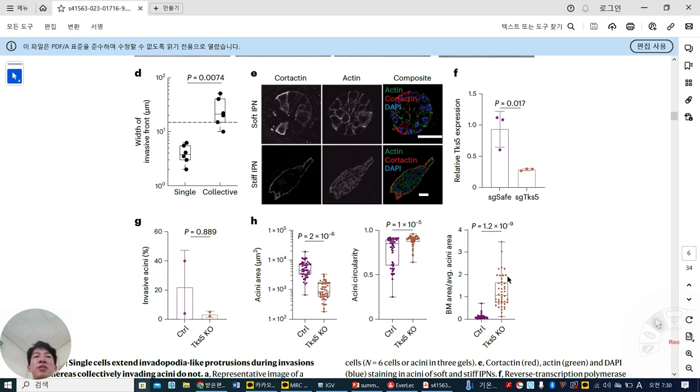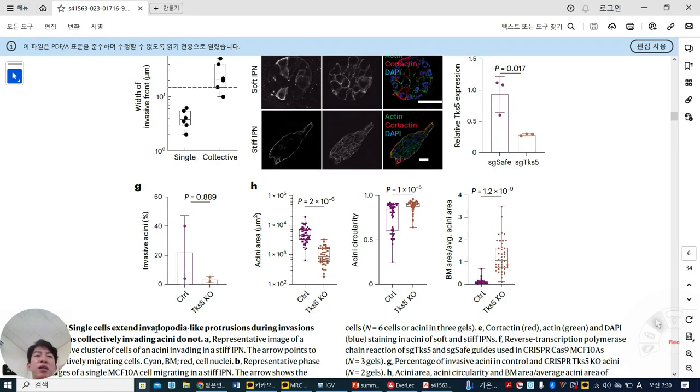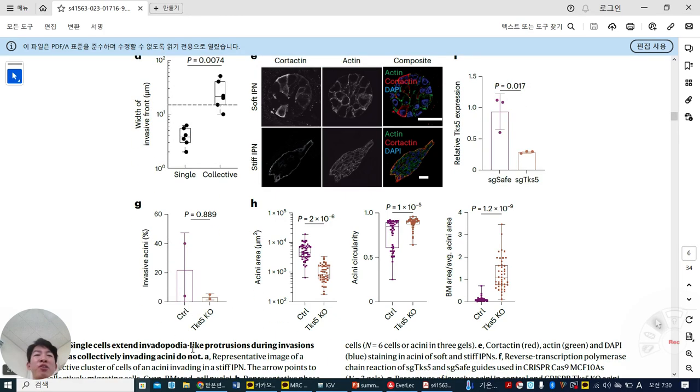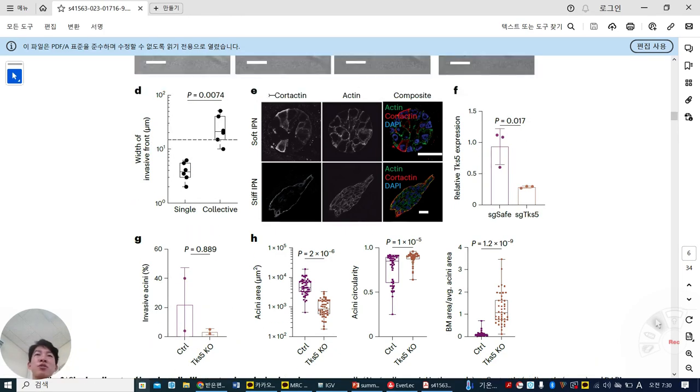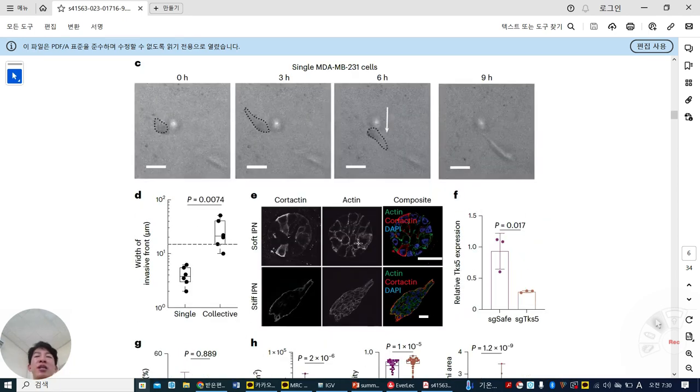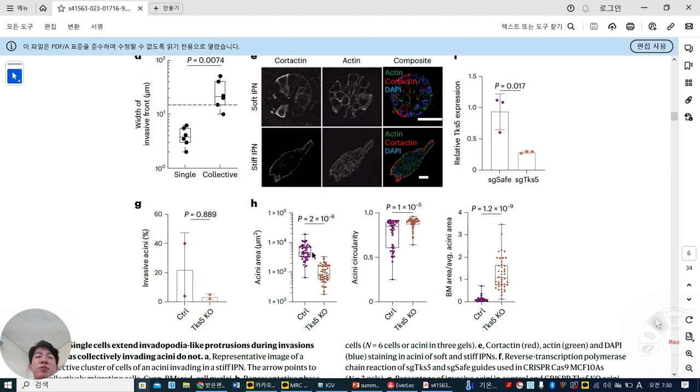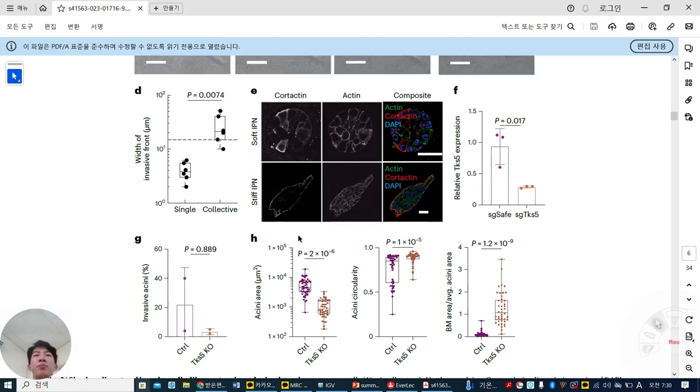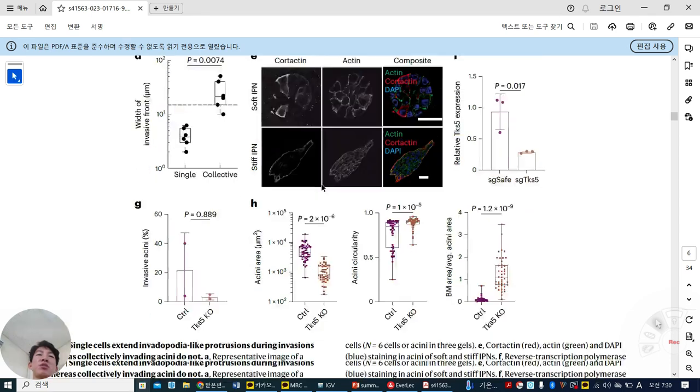So cell, this invader podia-like protrusion derived by cortactin is also important in collective cell invasion. So this figure 3 is about from single cell level and collective cell level, invader podia, both of them are important. But the different thing is widths. Single cell, small width, or collective cell, they can make more thickened invasive front.